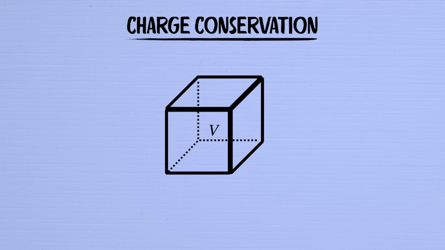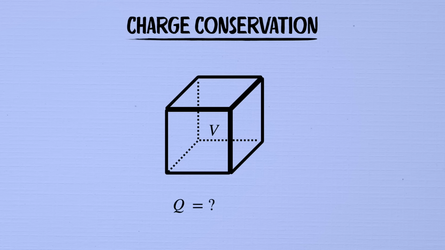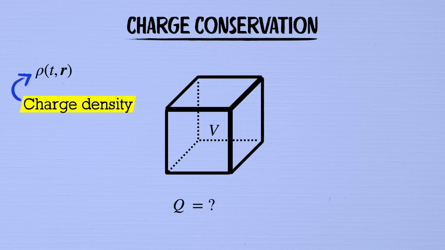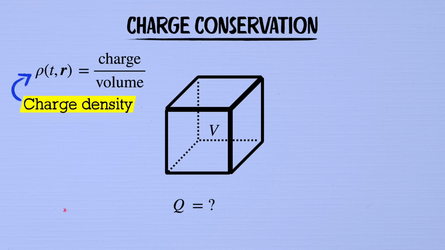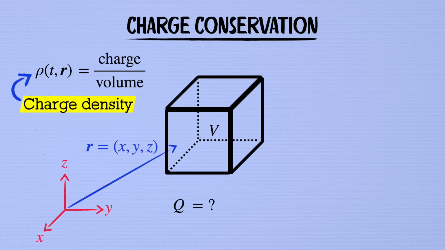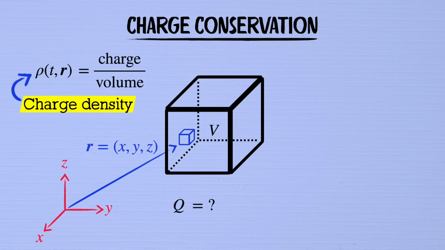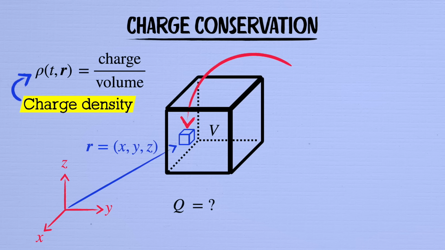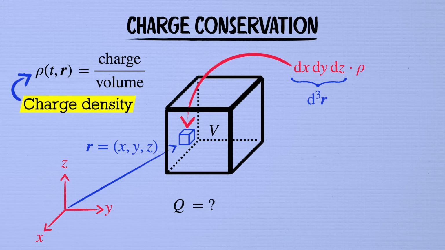Say we have some region of space, V. To measure the amount of charge inside the box, we start from the charge density ρ, which represents the amount of charge per volume at any point in the box at any time t. In other words, if we look at any infinitesimally tiny box, the amount of charge inside it is its little volume, dx, dy, dz, times the charge per volume, ρ. I'll write that volume as d3r for short.